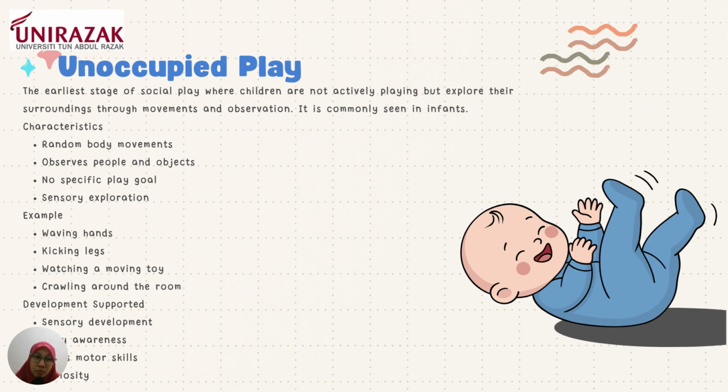Or testing. For example, when a baby waves their hand or kicks their legs, basically they are exploring their body movement. They just get to know that they have all the limbs, all the body parts. Or watching a toy move or crawling around the room. These are also some examples of unoccupied play.